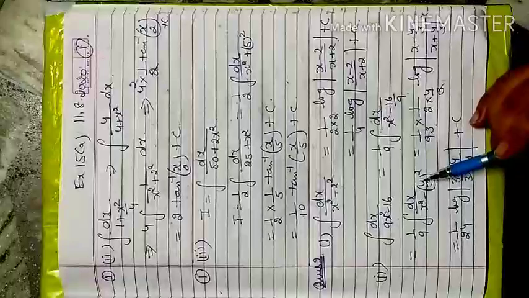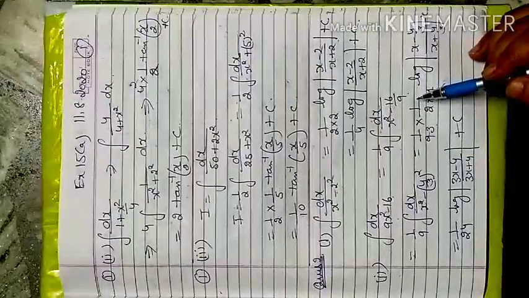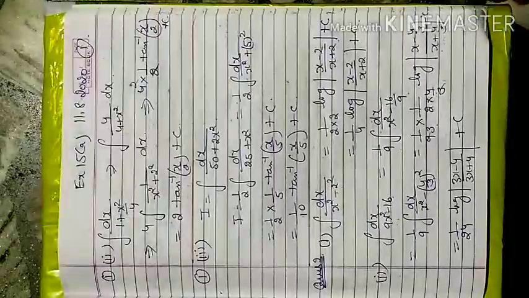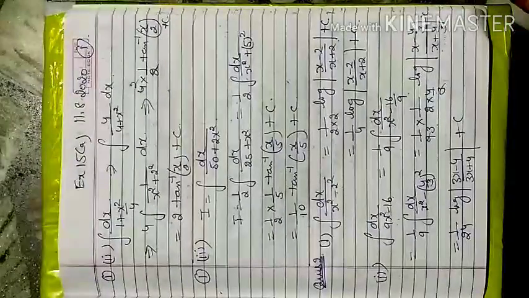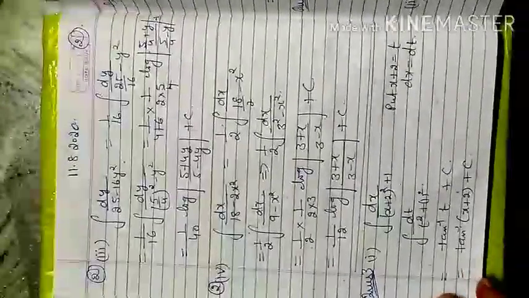16 by 9 is the square of 4 by 3, whole square. Now again the formula x square minus a square, 1 by 2a log x minus a by x plus a, that is x minus 4 by 3 by x plus 4 by 3, and take an LCM and arrange your answer. Next, your second question also.